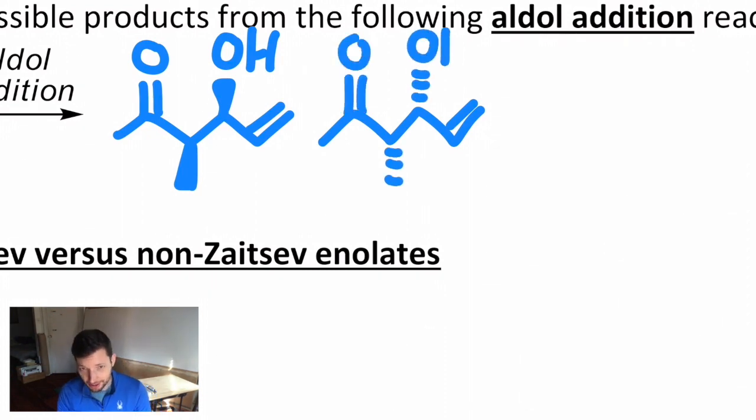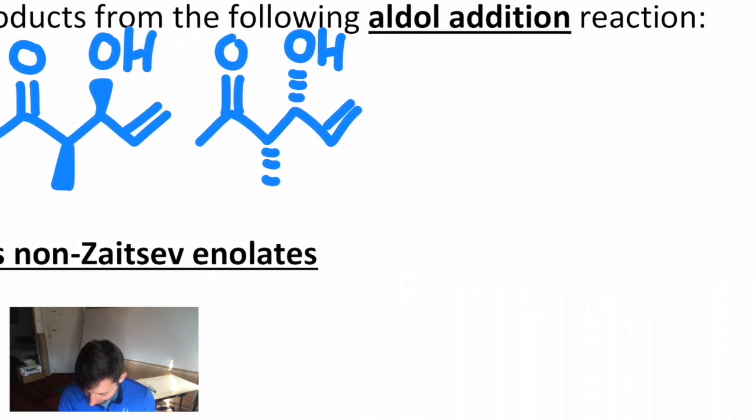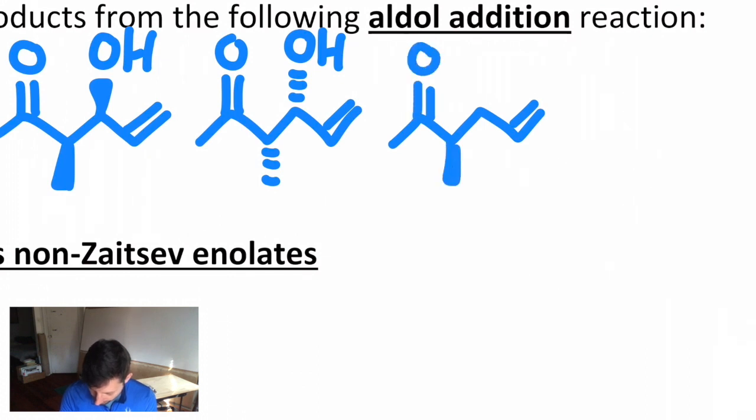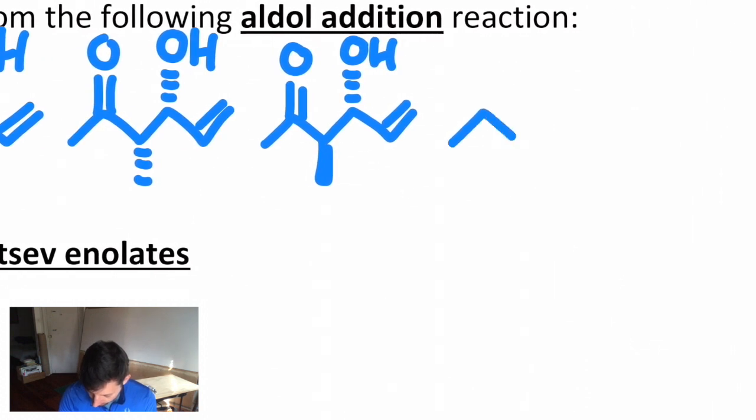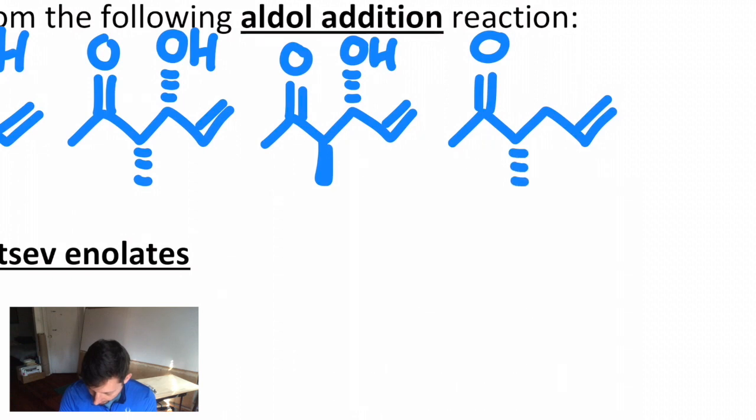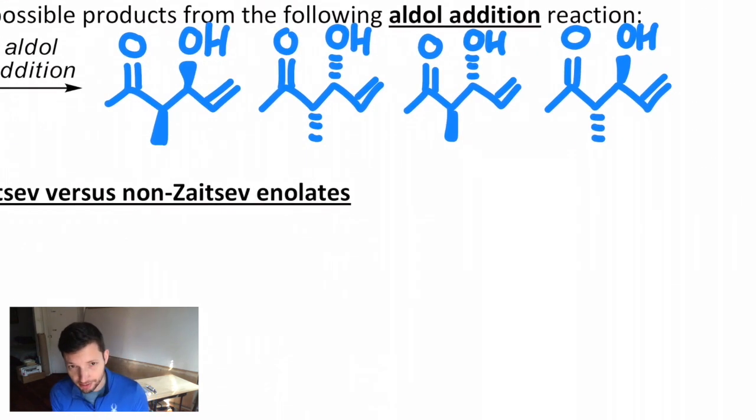Or I could have diastereomers of this compound as well. So let's draw them just for completeness. I could have the methyl coming out of the screen and the OH going into the screen, or the enantiomer of that, which would be the methyl going into the screen and the OH coming out of the screen. So I have at least these four possible stereoisomers just when I consider the addition product from this reaction.